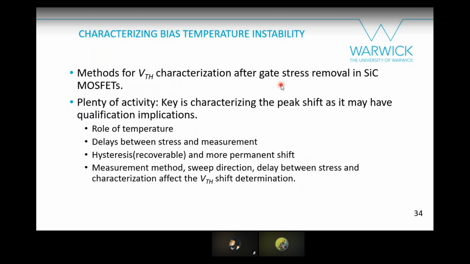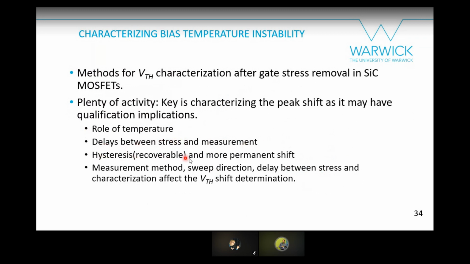Imagine that you are testing 1,000 devices, we'll say 1,000 is a standard value, and you are doing the stress on 1,000 devices at the same time, and then you have to characterize them. From the moment that you characterize the first to the moment that you characterize the last, some time may pass, and you may miss that peak shift. Also, you have the role of temperature, so you have delays between stress and measurement.